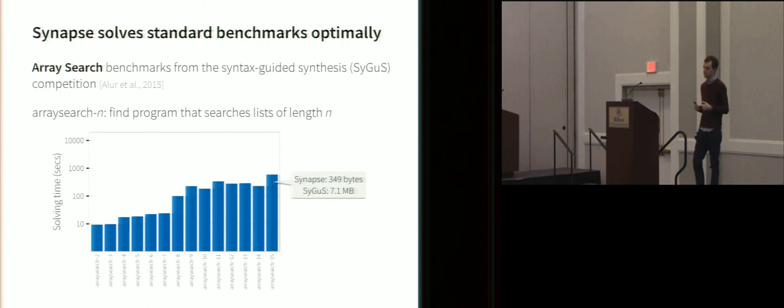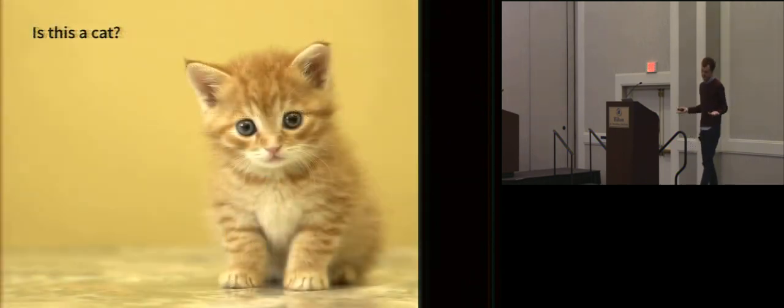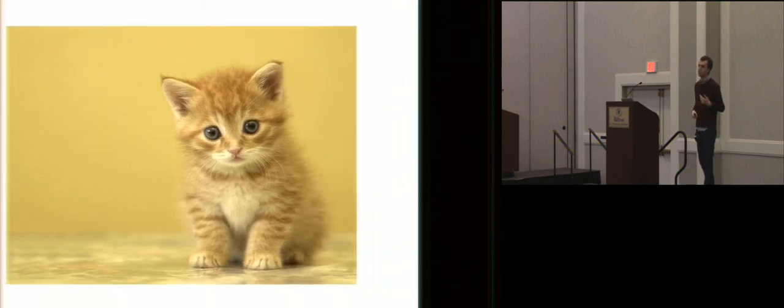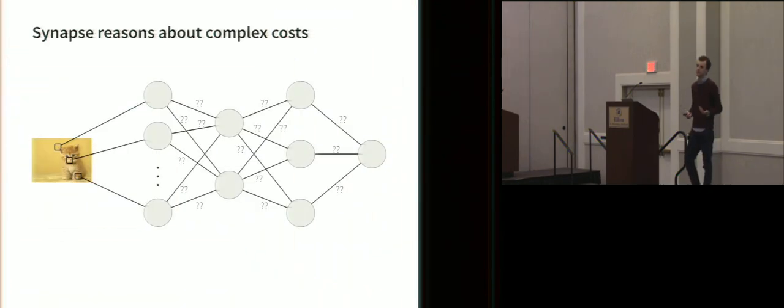Finally, I want to show you that Synapse can reason about complex cost functions, dynamic cost functions that invoke the program. And to do this, I thought we would turn our attention to what I think is probably the hardest problem in computer science, recognizing cats. So in particular, we did something that you would never think to do with a program synthesizer. We trained a neural network that classifies cats versus non-cats.